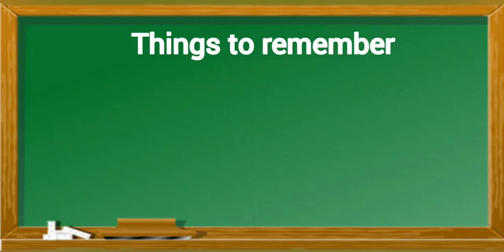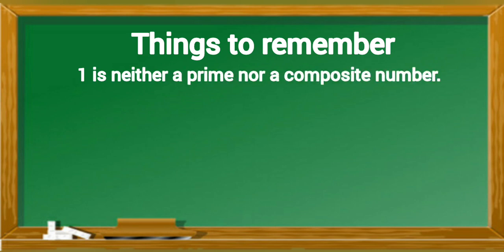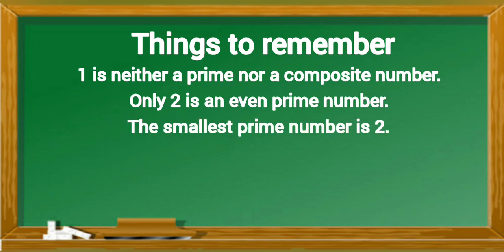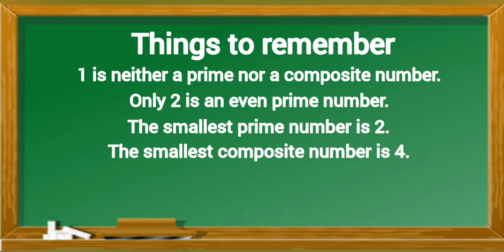Things to remember. 1 is neither a prime nor a composite number. Only 2 is an even prime number. The smallest prime number is 2. The smallest composite number is 4.